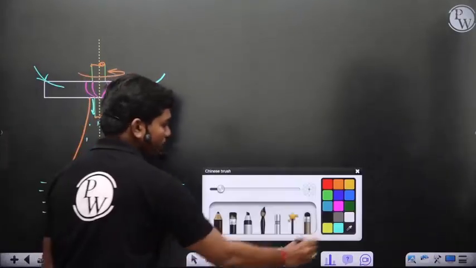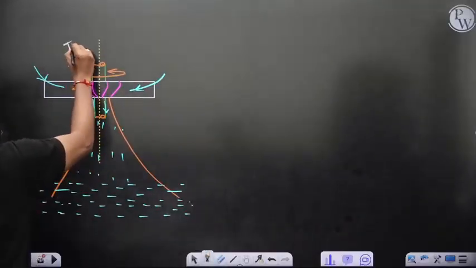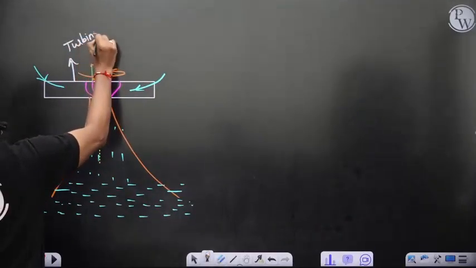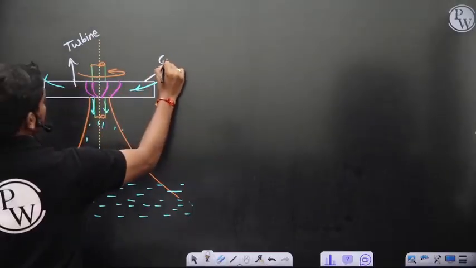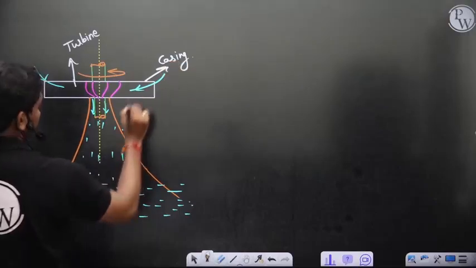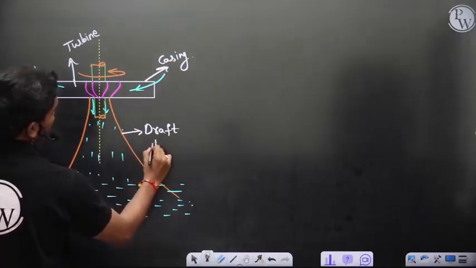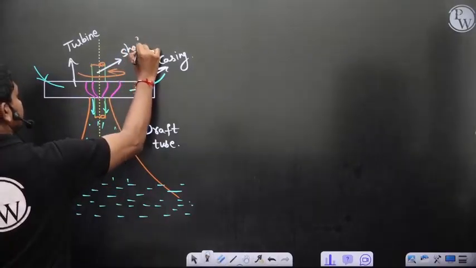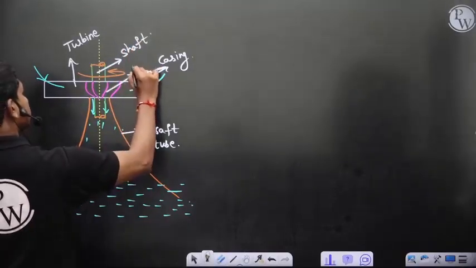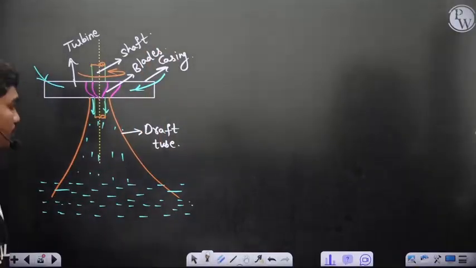So if you write a bit of nomenclature here, this is the turbine ultimately, and this is the casing. I mean, the turbine is somewhere just inside. This tube is called the draft tube. We'll see the purpose of this draft tube later. Then this is the shaft and blades. So this is a simple construction.